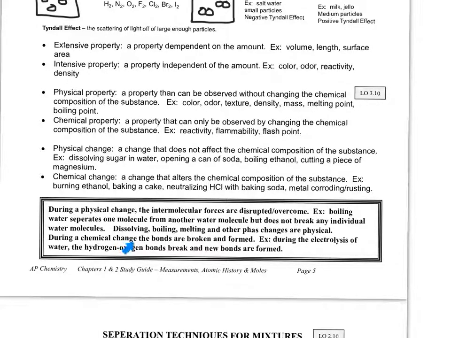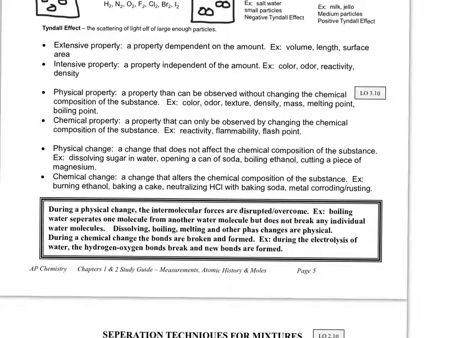Whereas in a chemical change, the bonds are broken and new bonds are formed. So you talk about breaking of bonds and forming of bonds in a chemical change. You talk about intermolecular forces being overcome in a physical change. So that's very, very important.